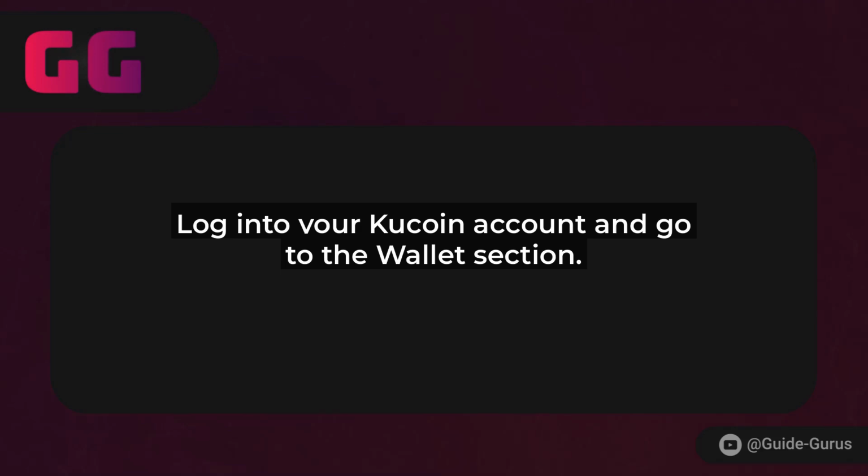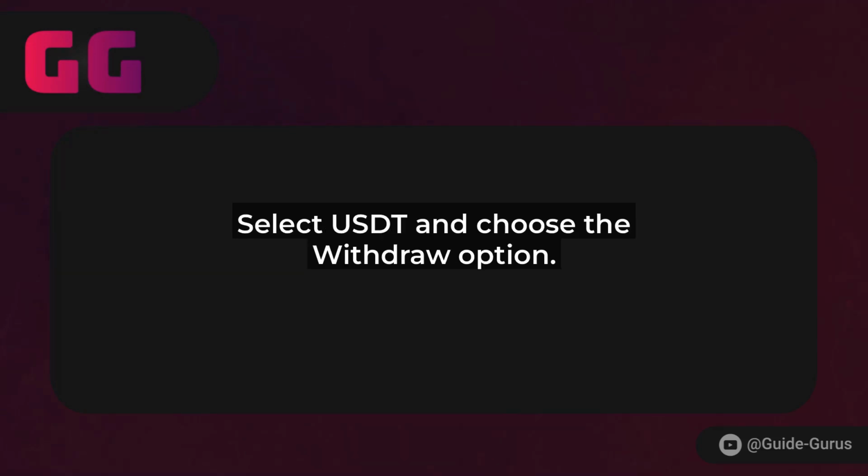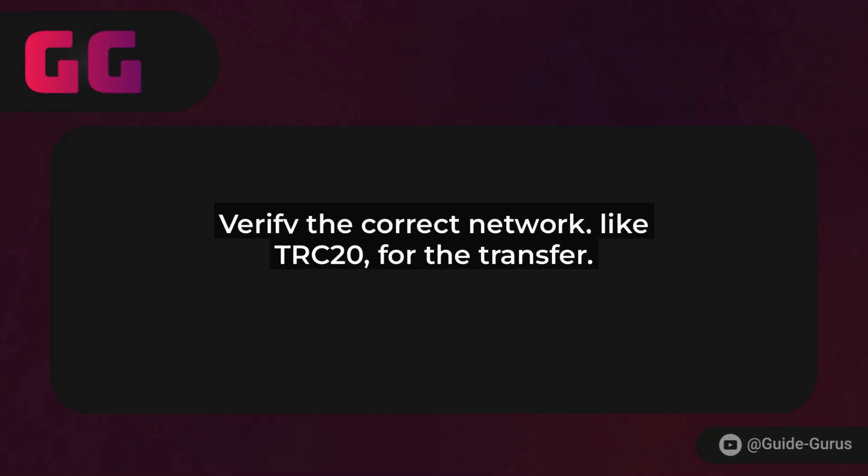First things first, make sure you're logged into your KuCoin account. Head over to the Assets, or Wallet section, and locate your USDT balance. Once you're there, click on Withdraw, or Transfer Out. This is where the magic happens. Now, before you proceed, double-check that you're using the correct network for USDT. Most commonly, that's TRC20 for faster and cheaper transfers, but always verify what Binance supports to avoid any issues.